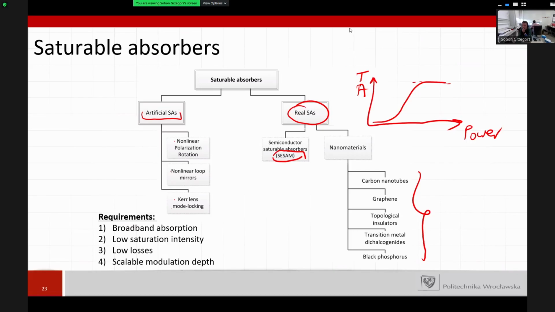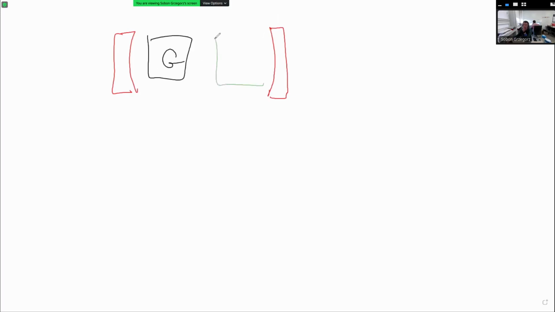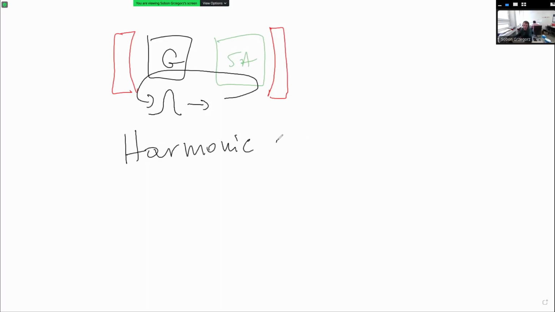Maybe I will use this board. So generally, when we have this resonator, and we have our gain medium, and we have our saturable absorber, normally you have only one pulse that is moving around this resonator, right? But it might happen that you have so-called harmonic mode locking. And in harmonic mode locking, you have more than one.